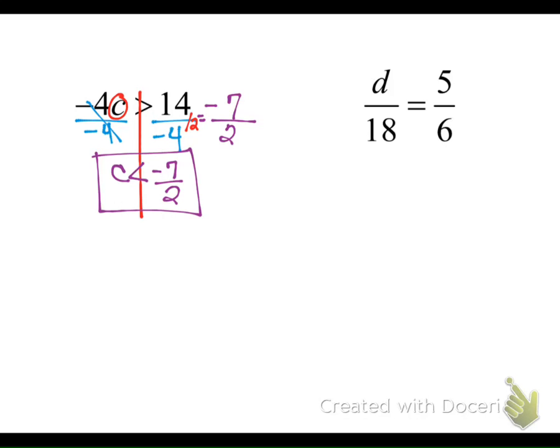Do you guys want to solve it as a proportion first? By cross multiplying? Okay. So we're going to cross multiply first. So we're going to cross multiply d times 6, and what do I end up with? What's d times 6? 6d. Okay. Then I'm going to take 18, so I'm going to put my equal sign. 18 times 5 equals 90.